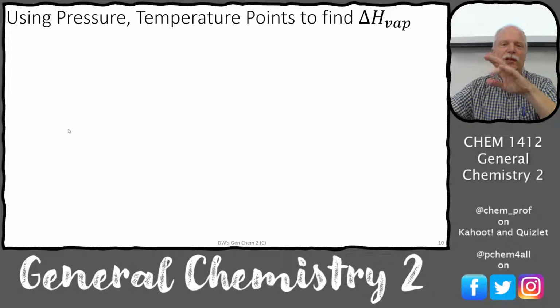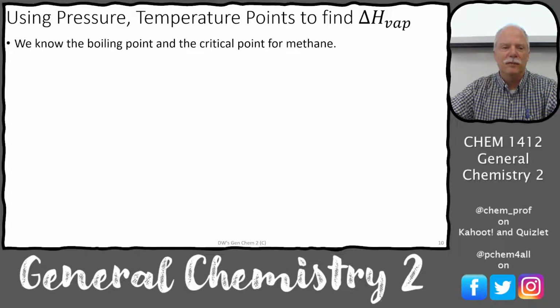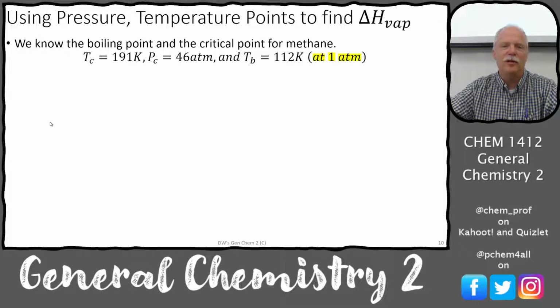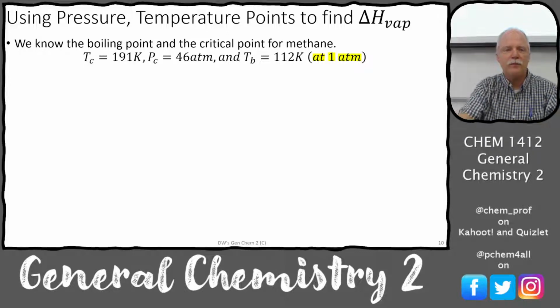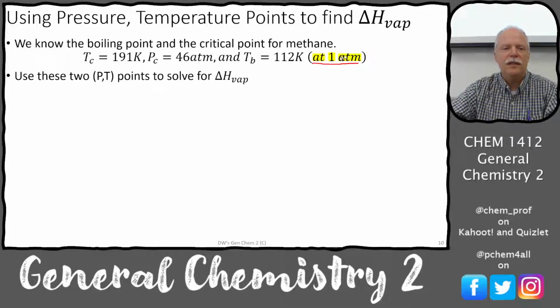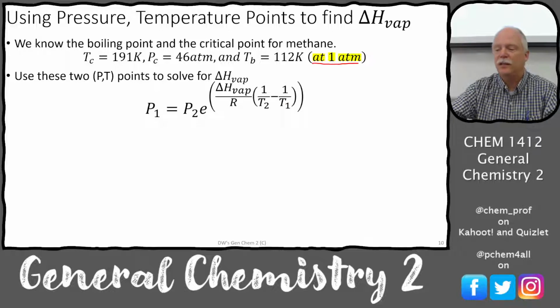So if we have pressure and temperature points, we have two of them, can we find the delta H of vaporization? So we know the boiling point and the critical point for methane. So this is one TP pair or PT pair, and this is another. And notice nowhere in here was pressure stated. It's because it's assumed. If we have the normal boiling point, that's the normal boiling point at 1 atmosphere. So use these two pressure temperature points to solve for delta H of vaporization. So here we get to do some algebra. We start with that Clausius-Clapeyron equation.